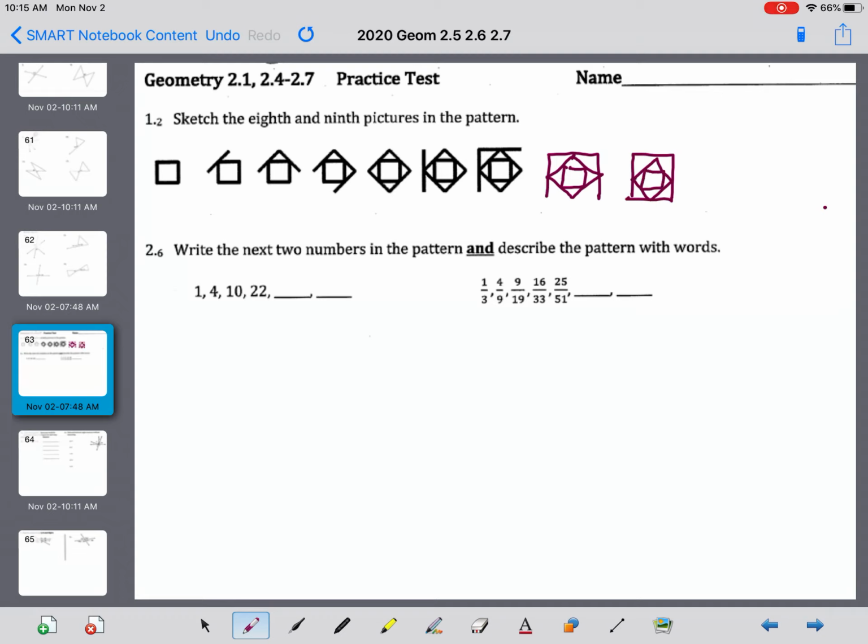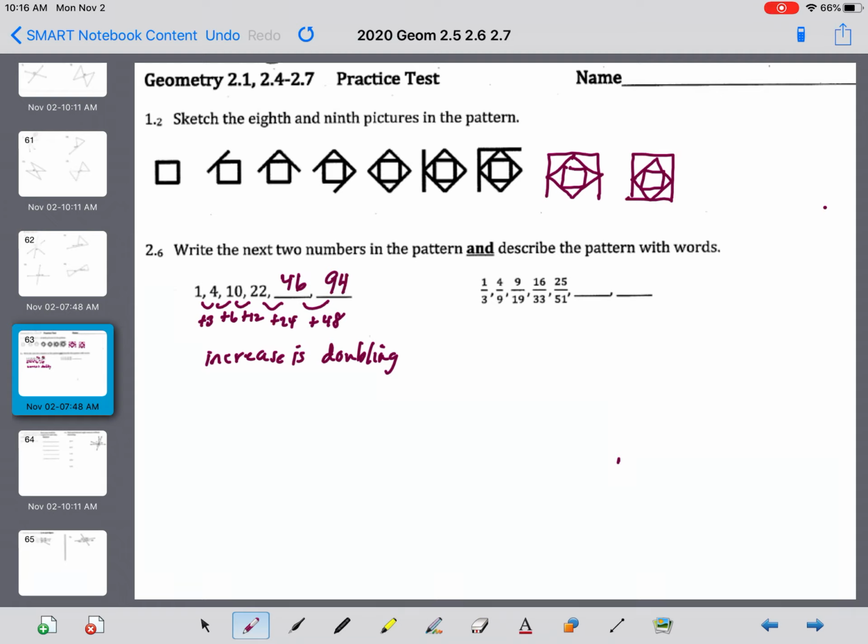All right. Number 2, write the next 2 numbers in the pattern and describe it in words. So 1, 4, 10, 22. Let's just look at the increase. This is up by 3, then up by 6, then up by 12. Oh, it looks like the increase is doubling. The increase is doubling every time. So the next one's going to go plus 24. 22 plus 24 is 46. 24 doubled is 48. It's going to go up by 48. 46 plus 48 is 94.